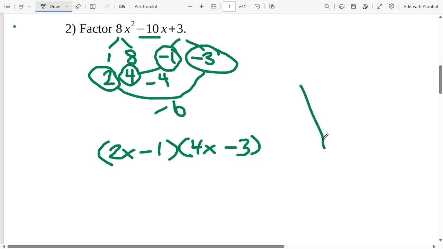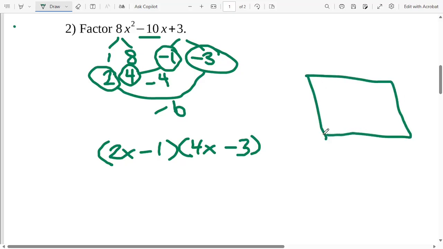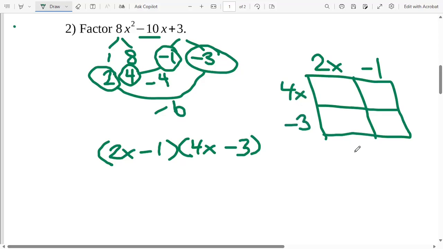Okay, so we think that's right, so actually let me erase that, that's no good. Let's draw our Punnett square. I don't know why I'm doing such a slant there. I'm going to make it bigger this time. All right, so we got 2x minus 1, 4x minus 3. Okay, if I do 4x times 2x, I get 8x squared.